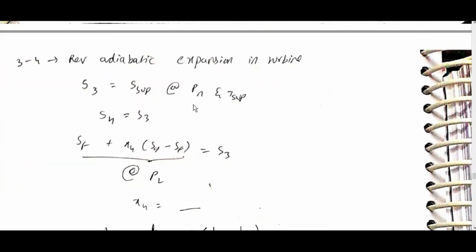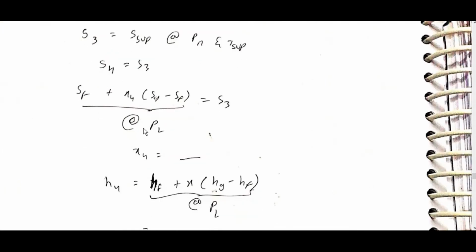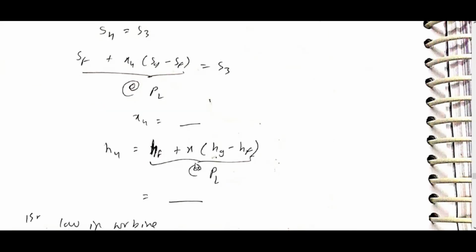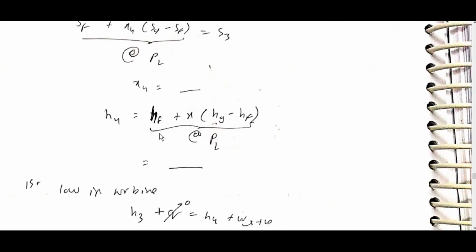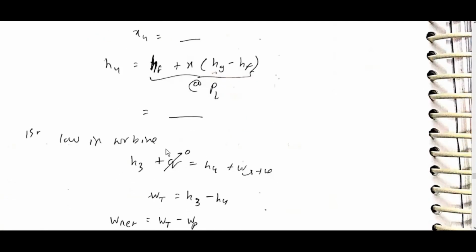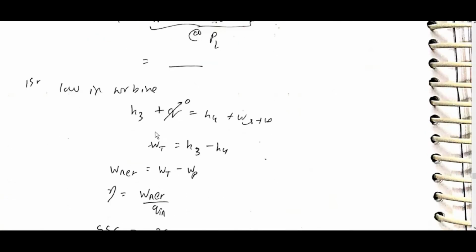3 to 4, reversible adiabatic expansion in turbine. S3 is equal to S superheat at P and T superheat. S4 is equal to S3. S3 is equal to Sf plus X4 into Sg minus Sf at PL. From this we can get X4, and then H4 is equal to Hf plus X4 into Hg minus Hf. From that H4 we can apply the first law to the turbine: H3 plus Q is equal to H4 plus W.